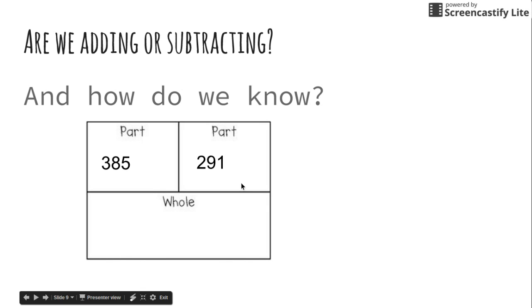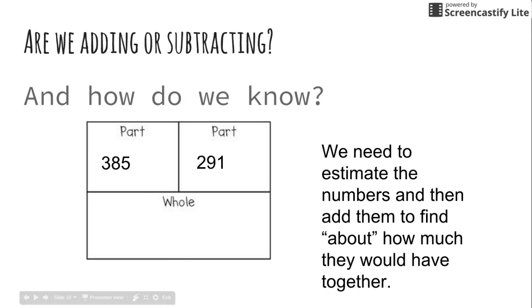So in this question, when you know both parts and you don't know the whole, this is an addition problem. You're adding this part and this part together to figure out what this whole amount is. So we need to estimate the numbers and then add them to find about how much they would have together.